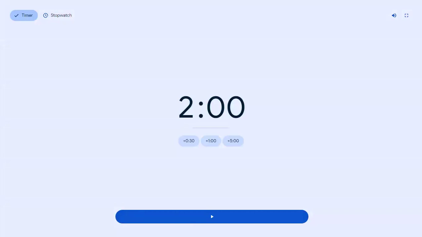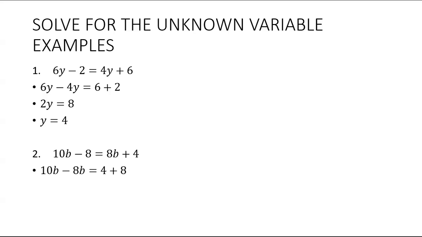So for the first one, you moved 4y to 6y. 6y minus 4y will give you 2y. And you moved, or transposed, negative 2 to the right. On the right, you had 6 plus 2, which gave you 8. To solve for y, you had to divide both sides by 2. So you divided this side by 2 so that y can have the coefficient of 1, and you had to divide that side by 2 as well. So 2 into 2 goes once, you end up having 1y is equal to 4.